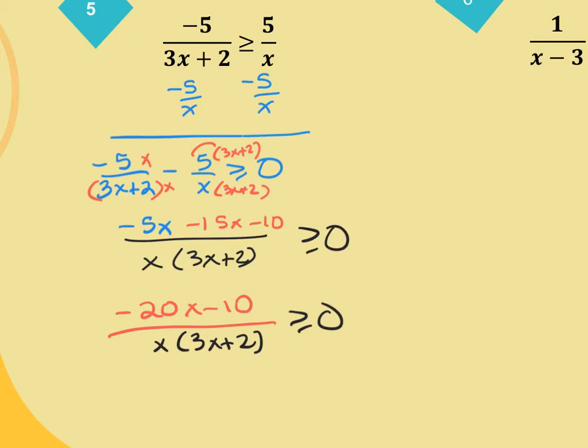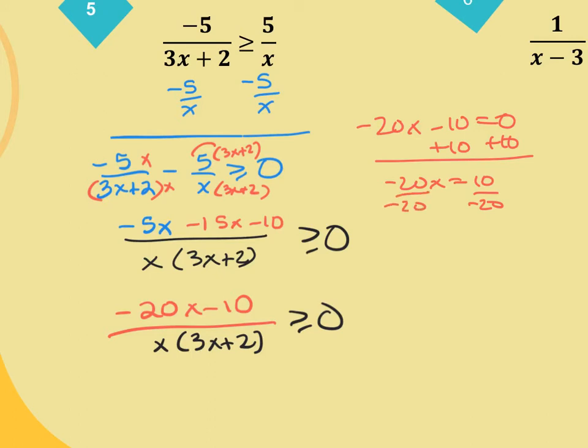Now that I have a single fraction, I set the numerator equal to 0 and the denominator equal to 0. Again, the only thing that's going to get a bracket is that numerator number. So negative 20x minus 10 equals 0. Add 10. Negative 20x equals 10. Divide by negative 20. And x equals negative 1/2.